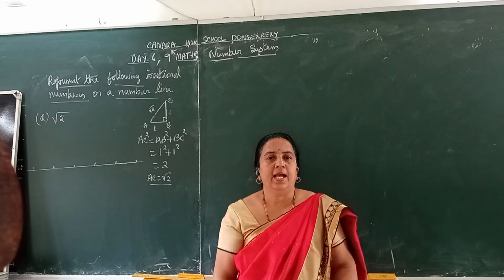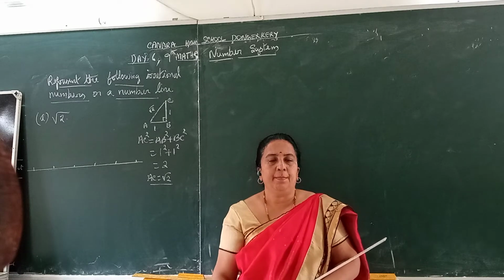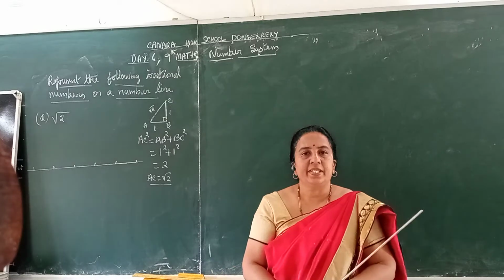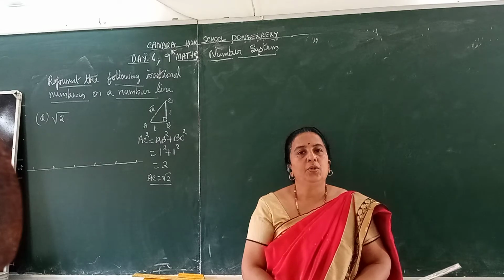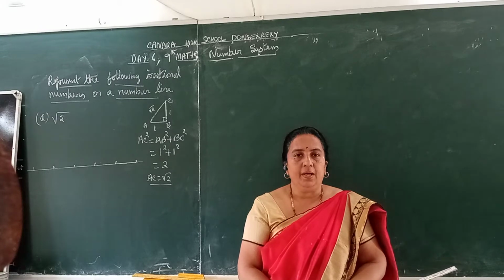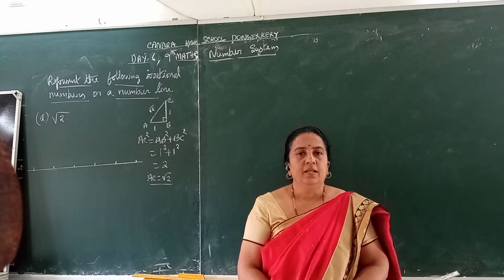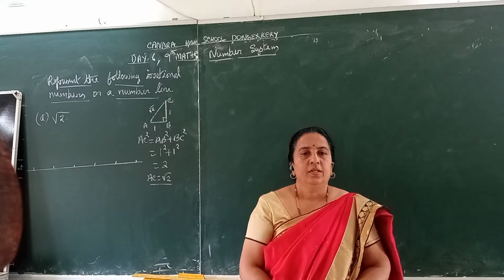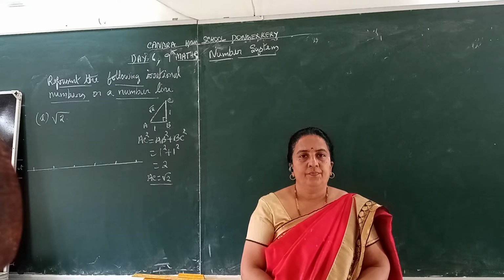In the previous classes we learned subsets of real numbers, what are terminating decimals and recurring decimals, and how to convert a recurring decimal into a rational number. In today's class we will study about irrational numbers. Where are these irrational numbers?